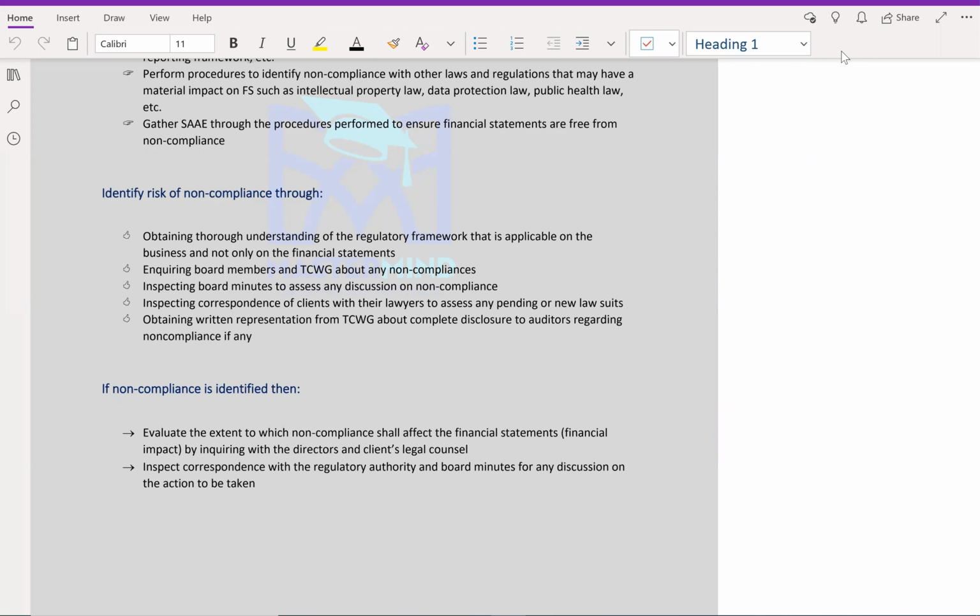Inspecting board minutes is the best procedure to perform when you're assessing high level transactions, or high level events. So, inspecting board minutes to assess any discussion on non-compliance, and inspecting correspondence of clients with their lawyers to assess any pending or new lawsuits.